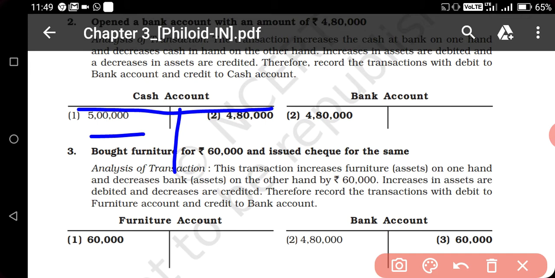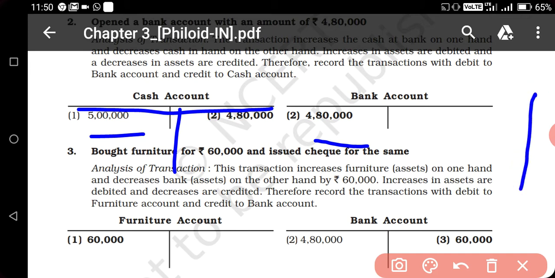Now the bank account. Here bank is an asset. Here our bank balance is improving by 4 lakh 80,000. So that we will add on the debit side, because every asset, if improved, will be indicated on the debit side. If assets reduce, see the cash account is also a current asset, and the credit side is indicating 4 lakh 80,000. It means your assets, or cash balance, are reducing by 4 lakh 80,000.